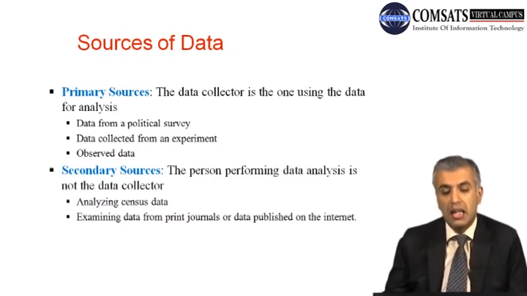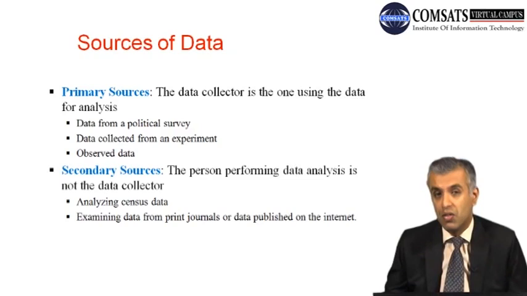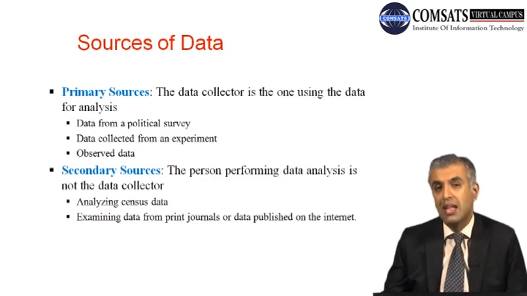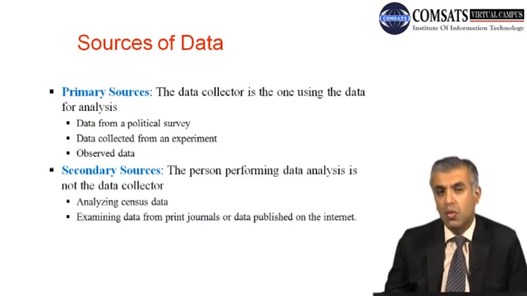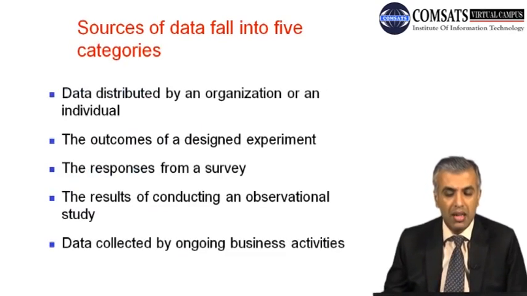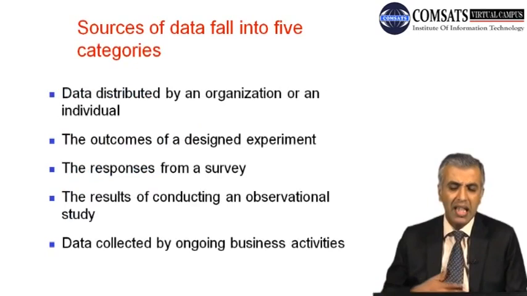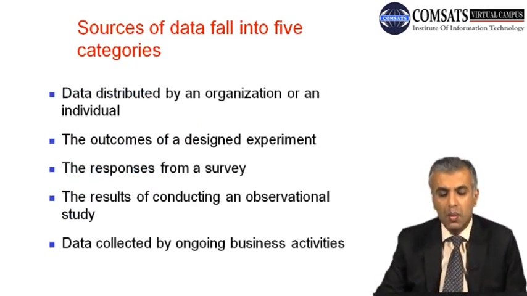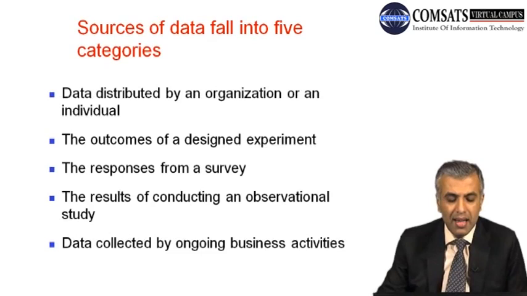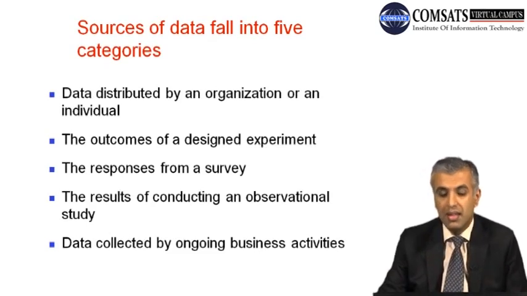In some studies, the data relies solely on primary sources, in some studies we rely only on secondary sources, and in a few studies we require both sources for the collection of data. So there are 5 categories which can be derived from here. In the first case, data distributed by an organization or an individual can be one category. Then there is another one in which the data is obtained from the outcomes of a designed experiment. So we are experimenting on something.